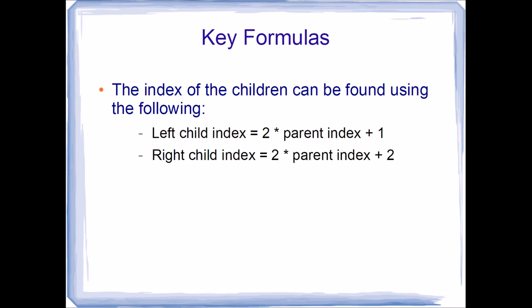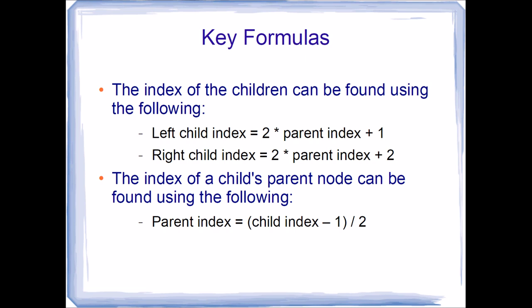So the way it works is that the index of the element holding the left child node is going to be equal to 2 times the parent index plus 1. And similarly for the right child, the index for the element holding the right child node is going to be 2 times the parent index plus 2. Okay.